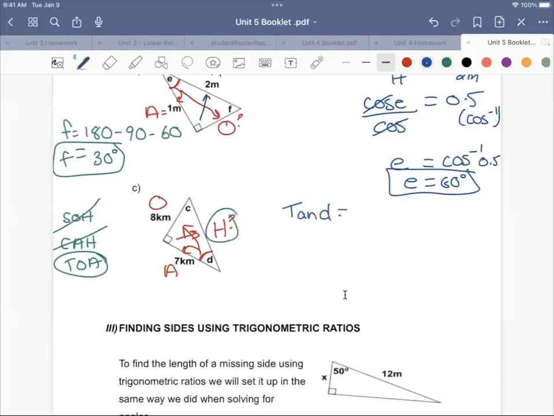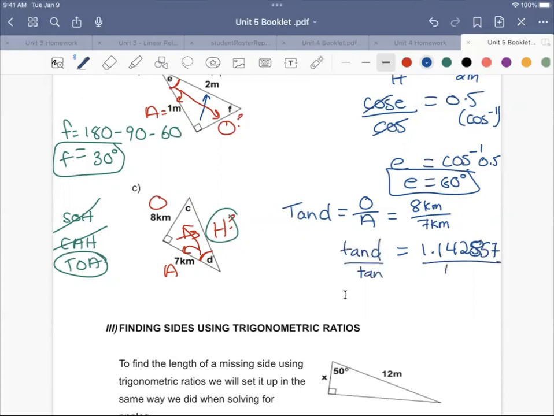Tan of D is equal to opposite over adjacent, which is equal to 8 kilometers over 7 kilometers. This is equal to 1.1428. Oh, that's supposed to be an 857.